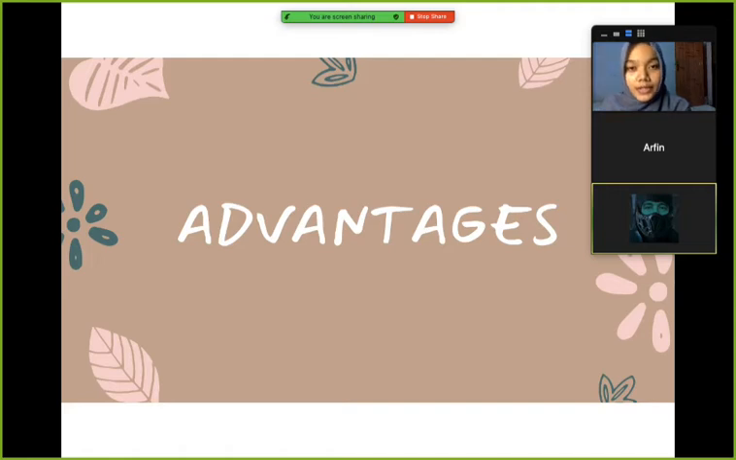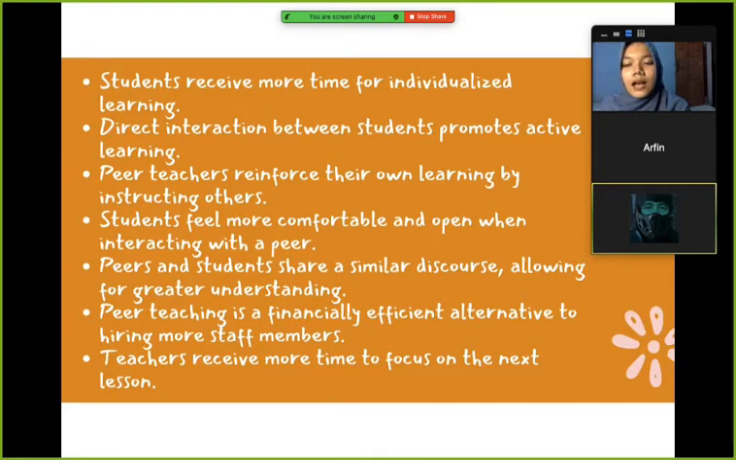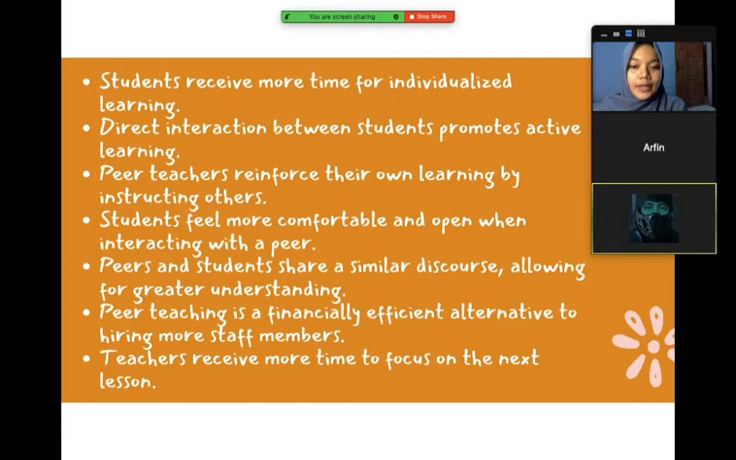Advantages about peer teaching learning: students receive more time for individualized learning, and the direct interactions between students promote active learning. And the third, peer teachers reinforce their own learning by instructing the others. Students feel more comfortable and open when interacting with a peer. Peers and students share a similar discourse, allowing for greater understanding.